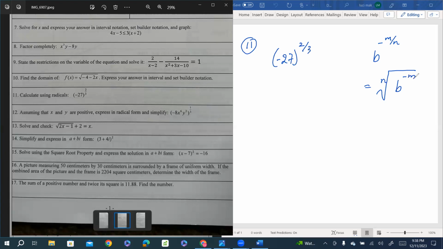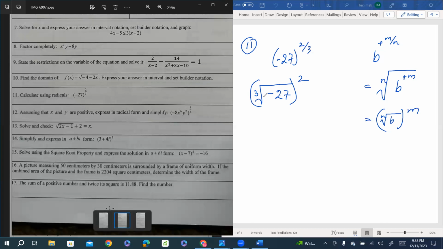However, I think we should make it a positive exponent first. So this is going to be a positive. All right. So m is the exponent, n is the index. So this is going to be -27 is the base, and the index is going to be a 3. So cube root of -27 to the second power. I'm going to put the second power outside. You can put it inside, or you could say nth root of b to the power of m. Both are correct. Both are equal.